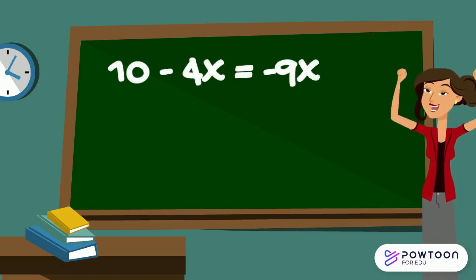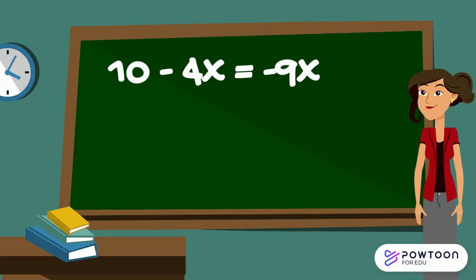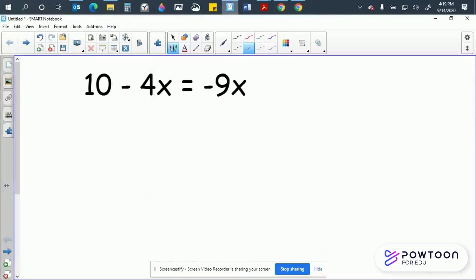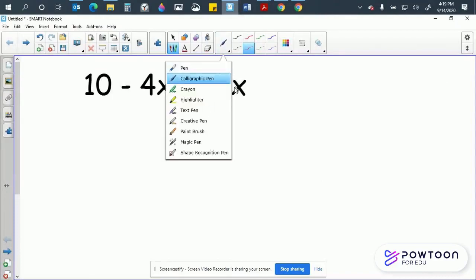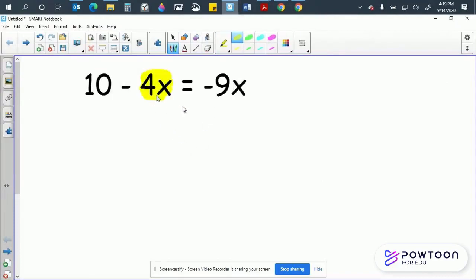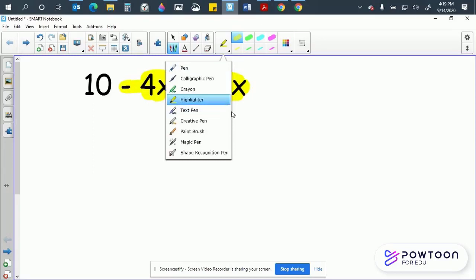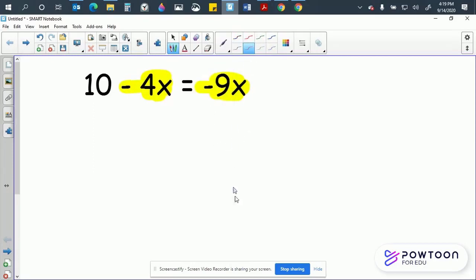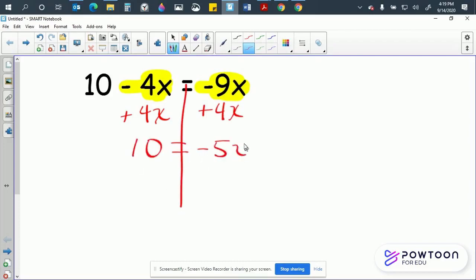Now to solve 10 minus 4x equals negative 9x. Since in this equation we have an x on both sides, we have 4x here and the negative 9x here, we need to put those two sides of the equation together. So if we add 4x to both sides, that leaves us with 10 equals negative 5x. Divide by our negative 5, and negative 2 equals x.